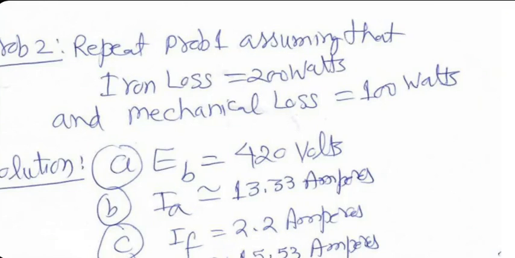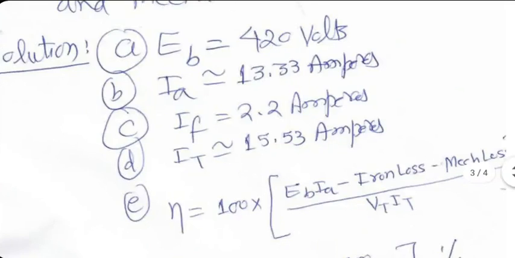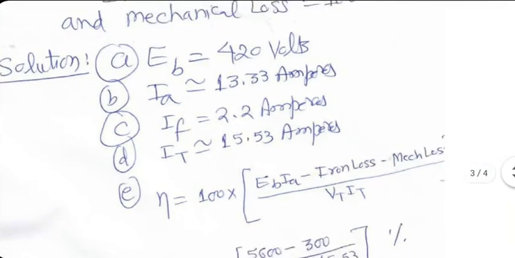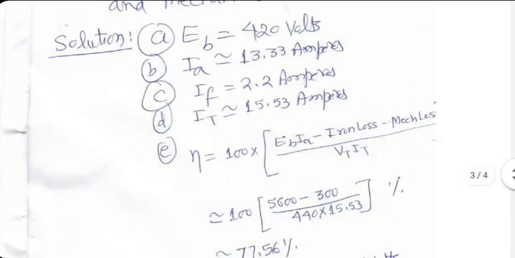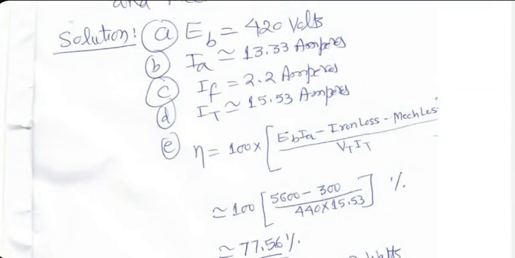Armature current would also not change. It is same number as in previous problem. Field current would also not change. Terminal current would also not change. But output power would change. This scan is not perfect, but I think you can understand what I'm trying to tell you. Eta is output power divided by input power multiplied by 100. So output mechanical power is output electrical power EBIA minus iron loss minus mechanical loss.